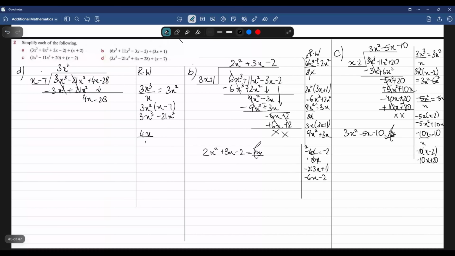Now 4x divided by x is going to give us 4. So 3x squared plus 4. Then we multiply 4 by x minus 7, and we are going to get 4x minus 28. This is going to give us 4x minus 28. Negative here and positive here because we multiply by negative. This cancels out everything, and we get 3x squared plus 4 as our final answer. There's no rocket science in this. I hope that clarifies your concept and everything is clear.